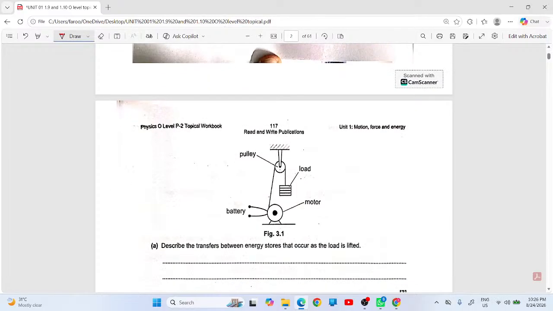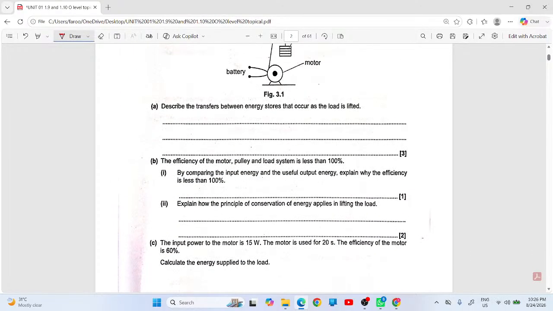Here we have a battery, pulley, load, motor. Describe the energy transfer between the energy stores that occur as the load is lifted. So initially in battery, which type of energy is stored? Chemical energy is stored.